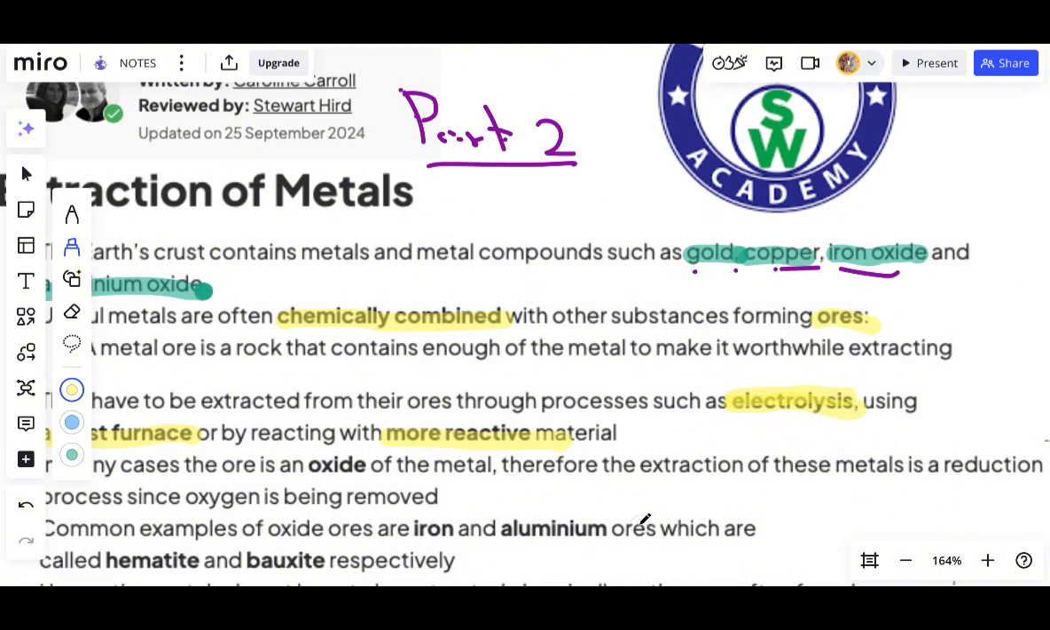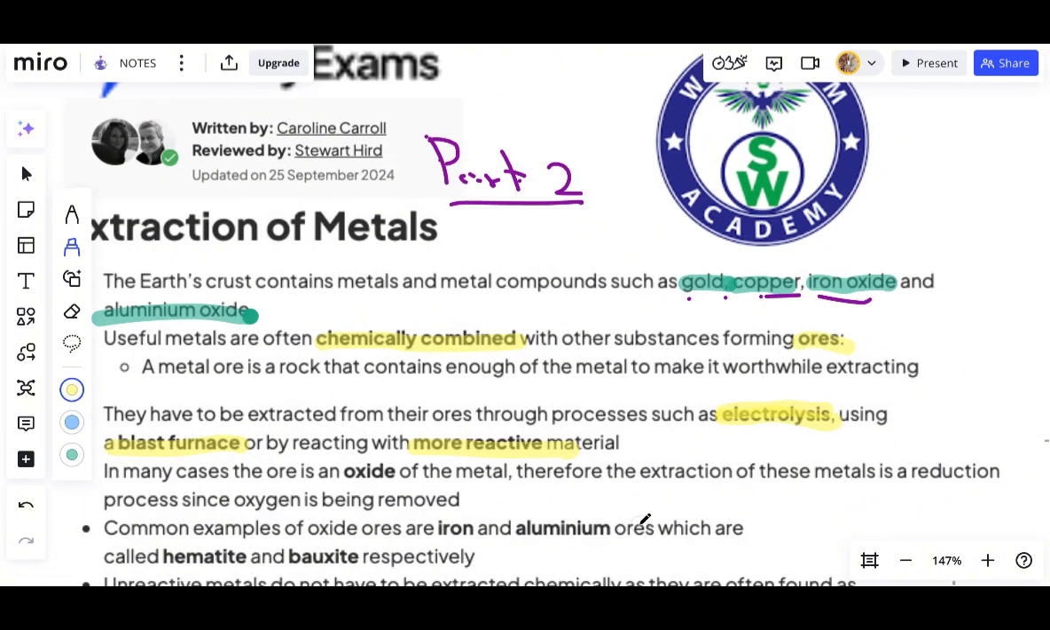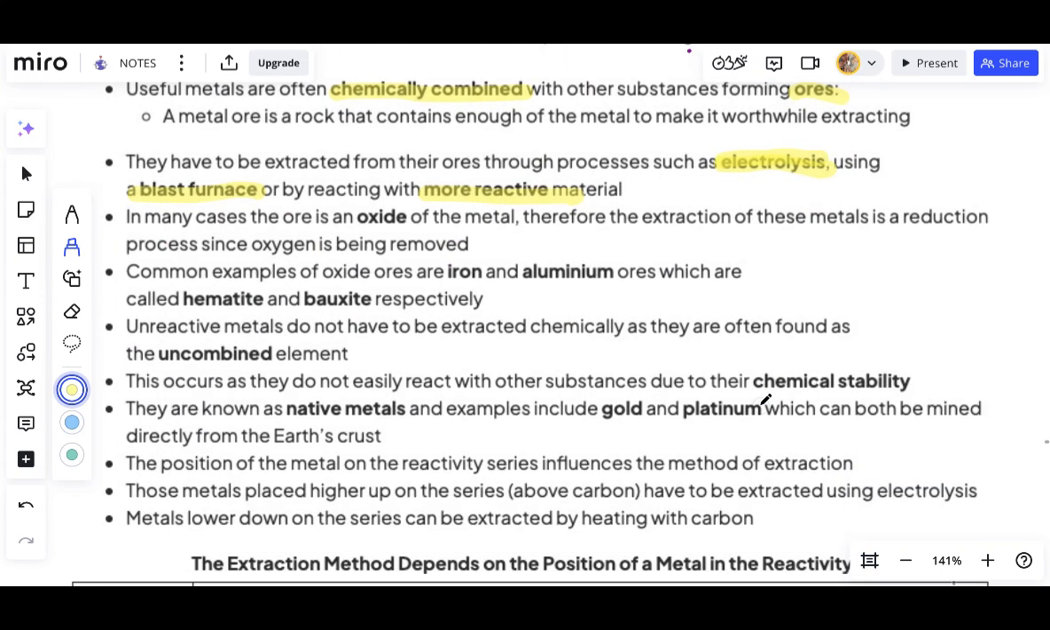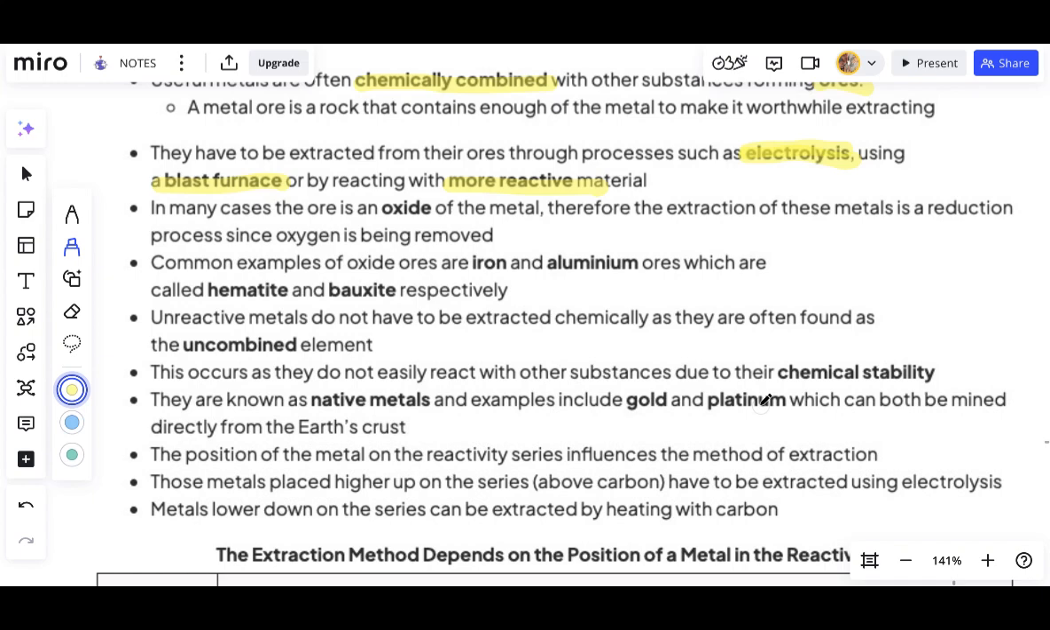Now let's go to the very first one that we want to consider for today's class. Some good examples of the metals that we extract from their ore are iron and aluminum. These are very famous metals. Iron is obtained from its ore called hematite. The iron 3 oxide is in the state of what we call hematite.